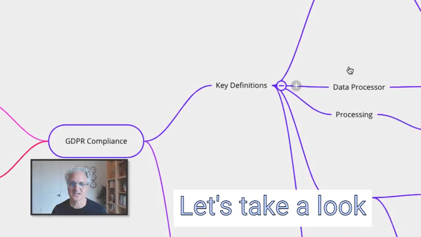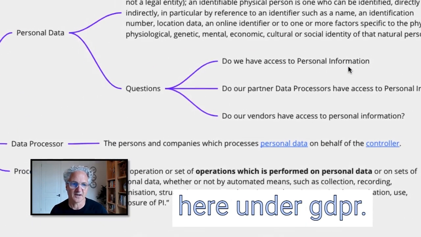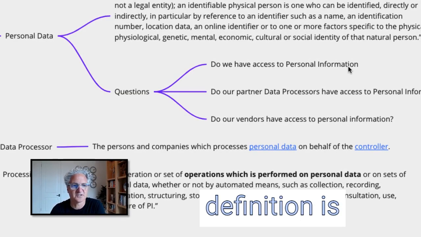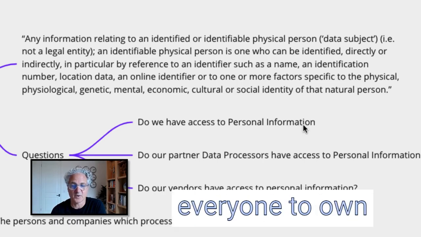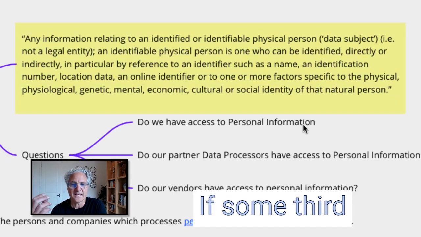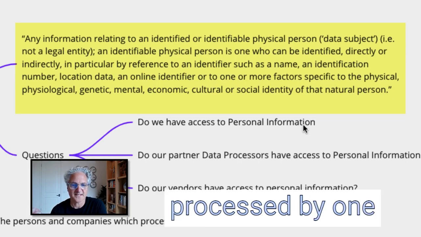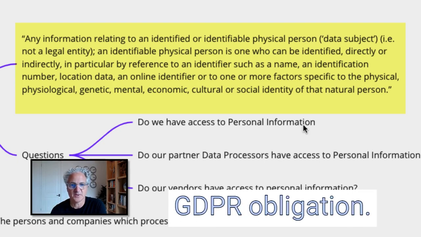Definitions. Let's take a look at some of the key definitions here under GDPR. The first and most important definition is personal data. GDPR has created rights for everyone to own and control their personal data. If some third party's personal data is being captured or stored or processed by one of your systems, then you have to meet your GDPR obligation.